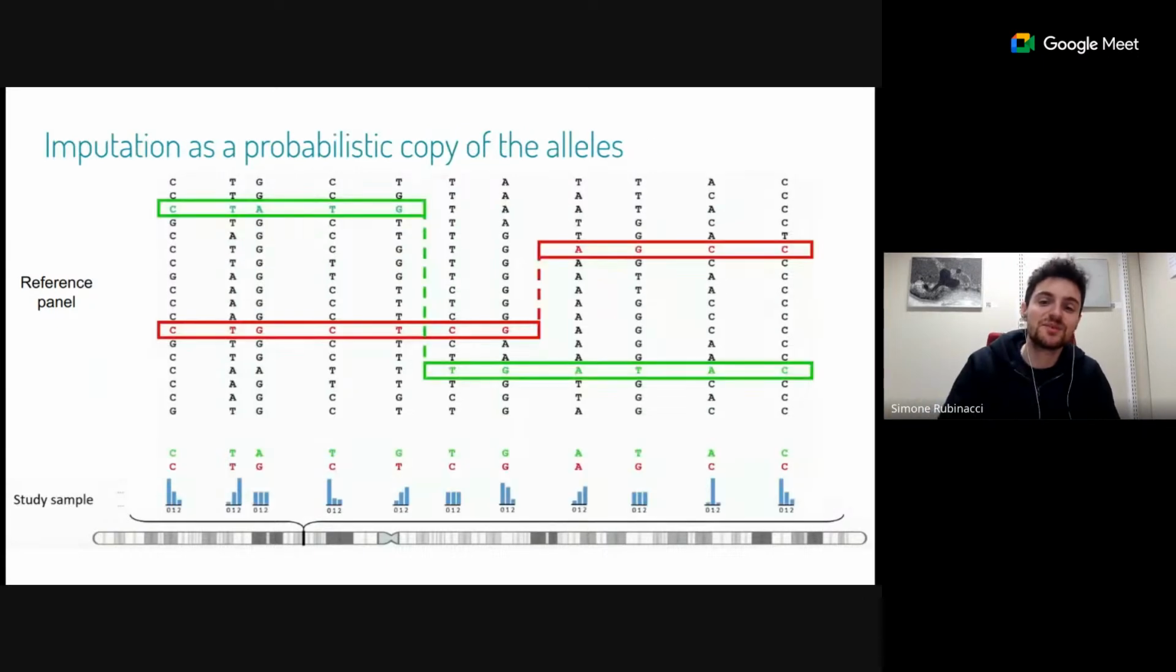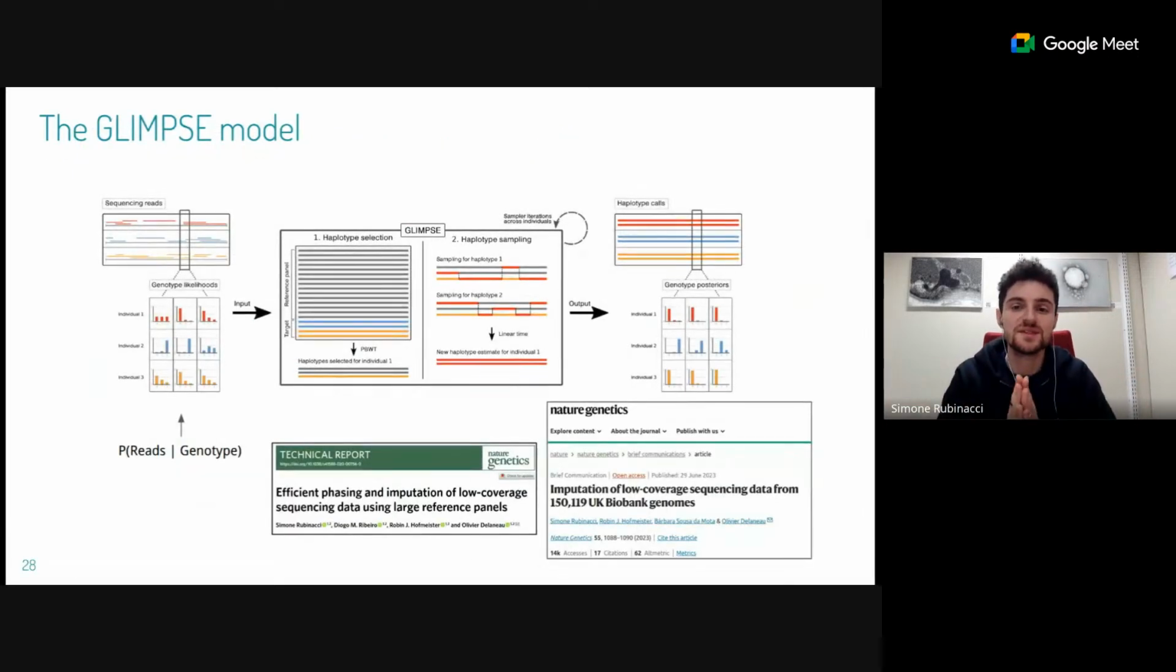And by running this procedure and refining this across iterations, we could get very accurate estimates of the genotypes. And a few years ago, we proposed a method called GLIMPSE that solved this big computational problem with low coverage whole genome sequencing, and we made this available for the first time to very large reference panels.